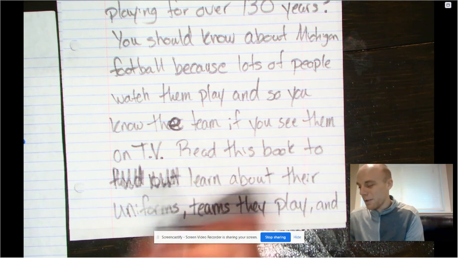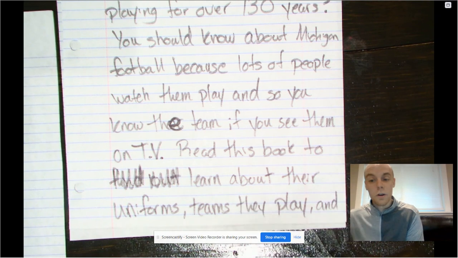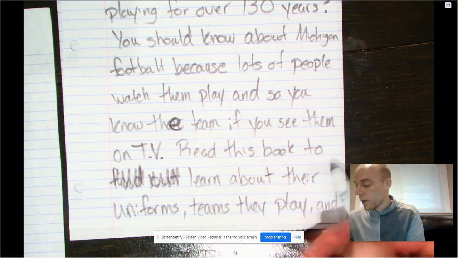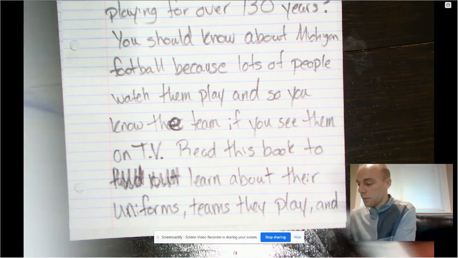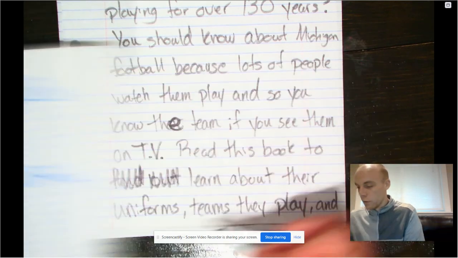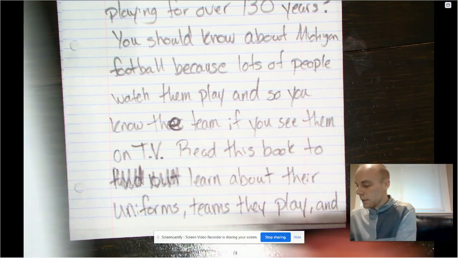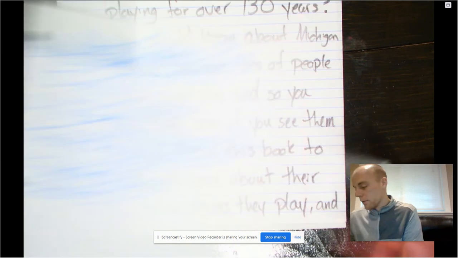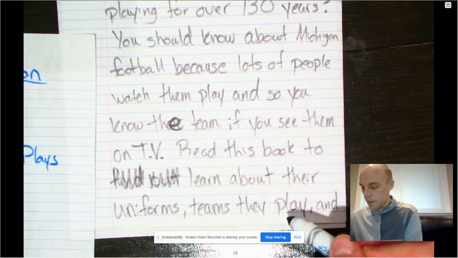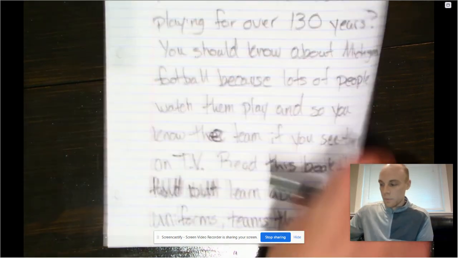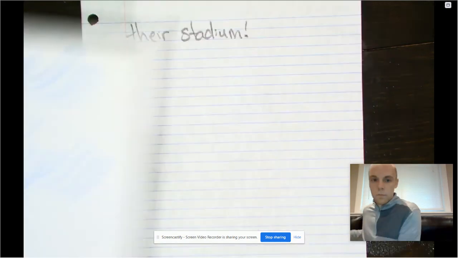So I crossed out find out because I don't want you to find out. I want you to learn about it. We're teaching someone about it. So read this book to learn about, my first one is uniforms. So I wrote down uniforms, put a comma. Teams Michigan plays, or as I said, teams they play. Same thing. And went to my next page. Their stadium.